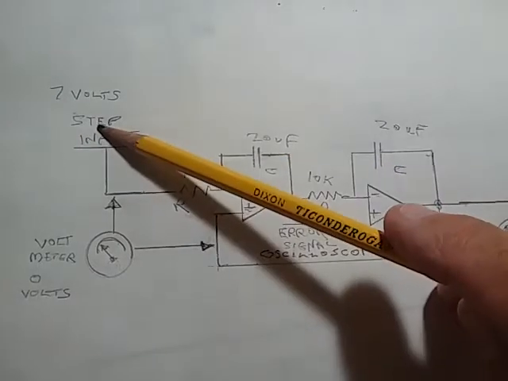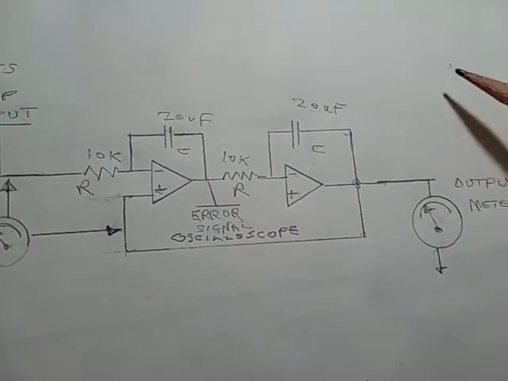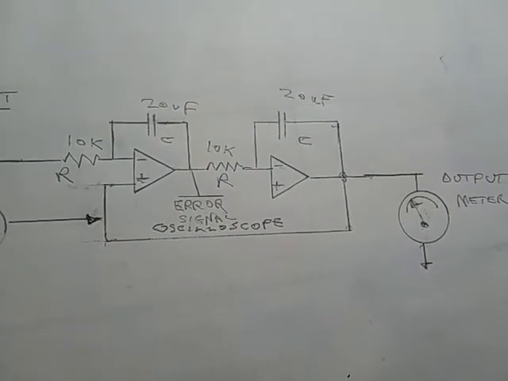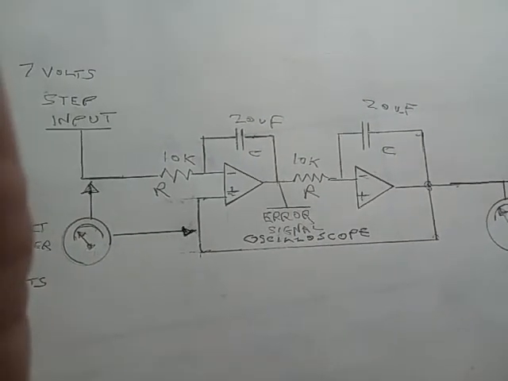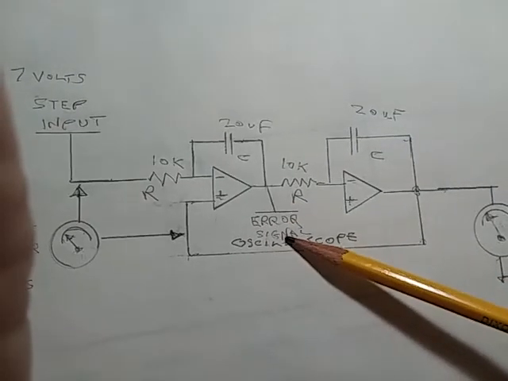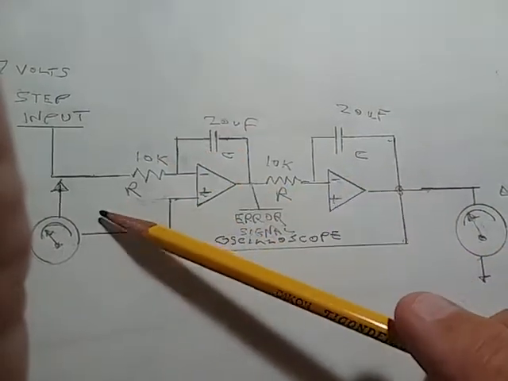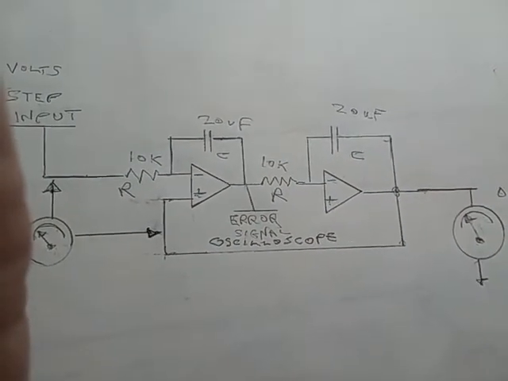The input in this case is a 7-volt step, and the output then becomes a movement to 7 volts, or a 7-volt position. So I set up the error signal, which we'll start with, and then go to the voltage in the input and the voltage in the output.